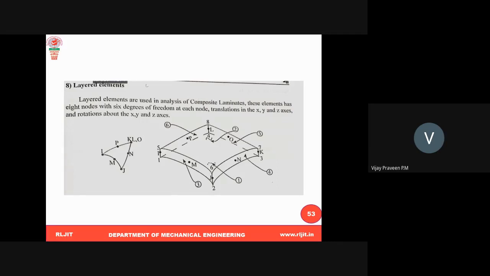So therefore, 8 nodes, 8 times 6 becomes how much? 48. 48 nodal displacements it becomes. So that is why computation time is more. Especially for composites, you can use other elements also and get a result, but the result is not very accurate. So for composites, you should go for this one.